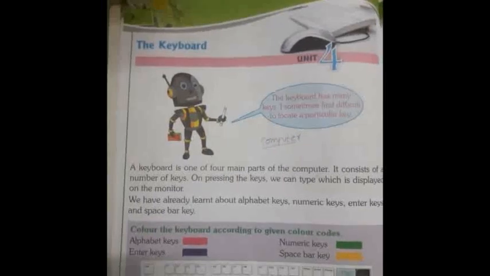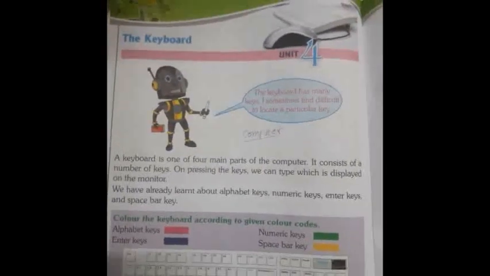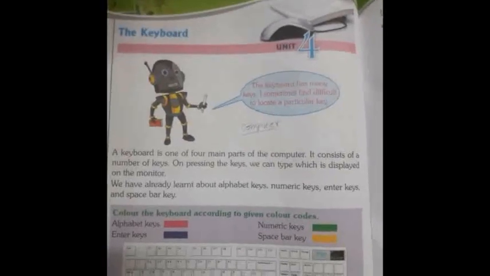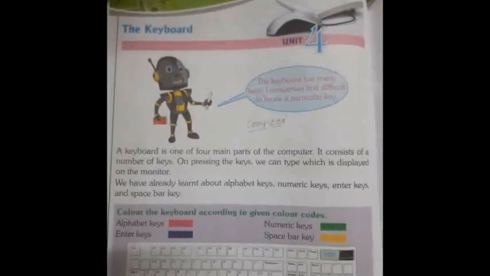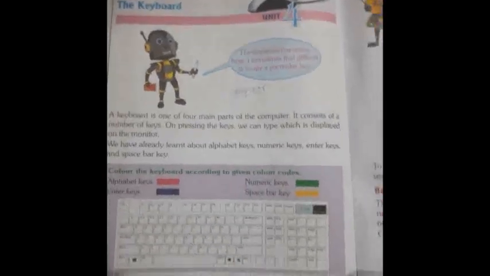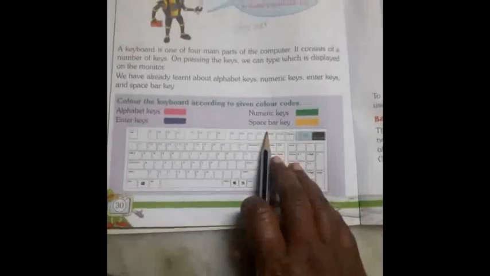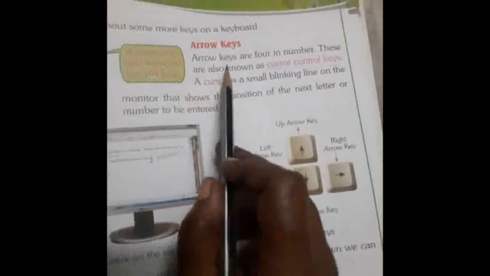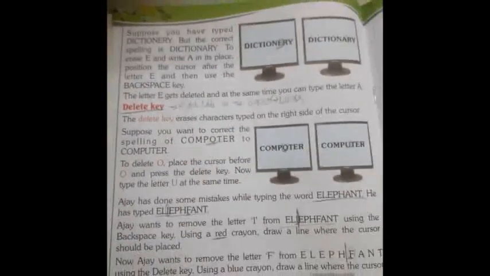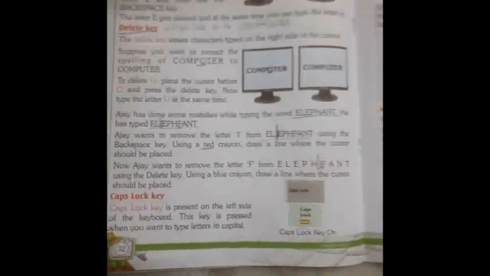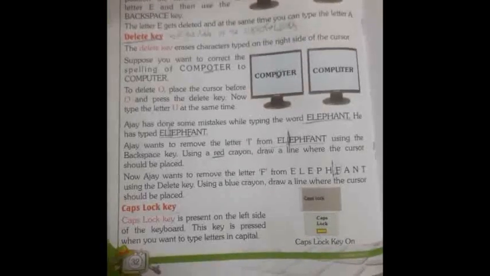Children, all of you open your computer textbook and see page number 30. In last class, we learned about the keyboard. That is the 4th unit or 4th lesson, children. In this keyboard, we learned about alphabetic keys, numeric keys, enter key, spacebar key, arrow keys, backspace key, and delete key. That is all we learned in last class, children. Today we are going to learn some more about the new keys.